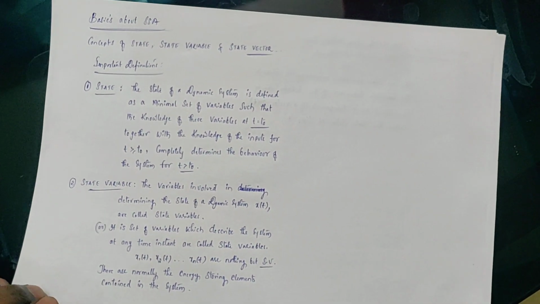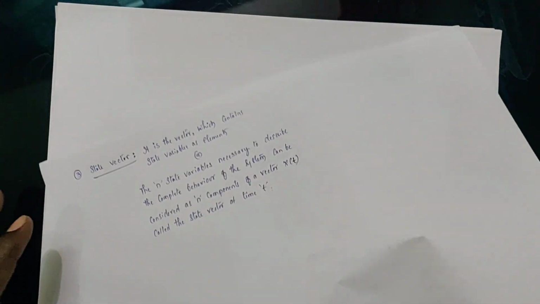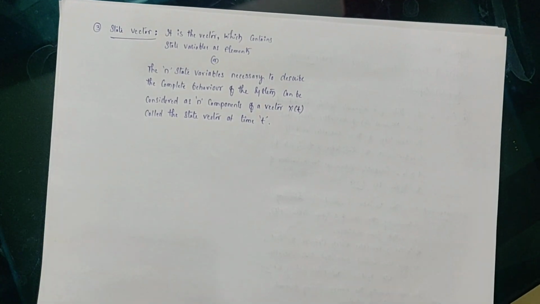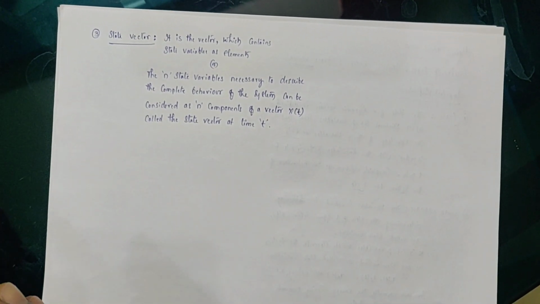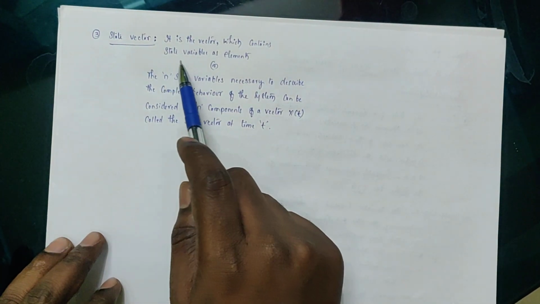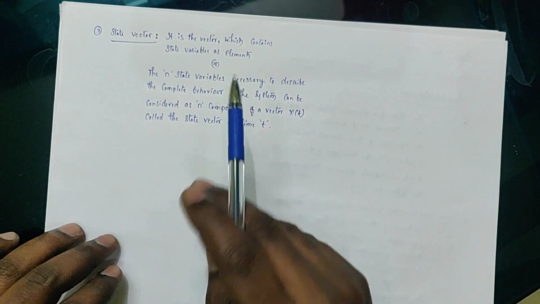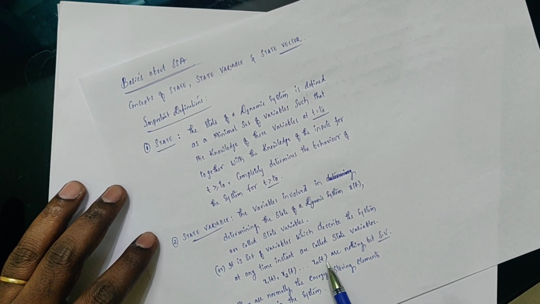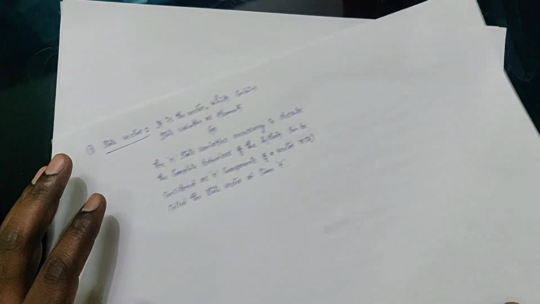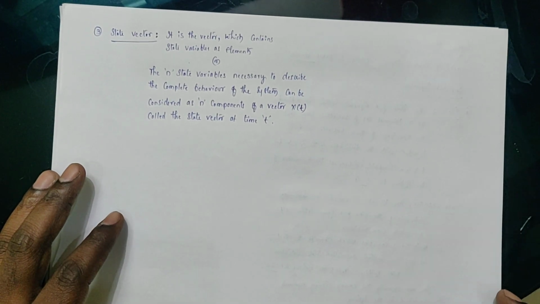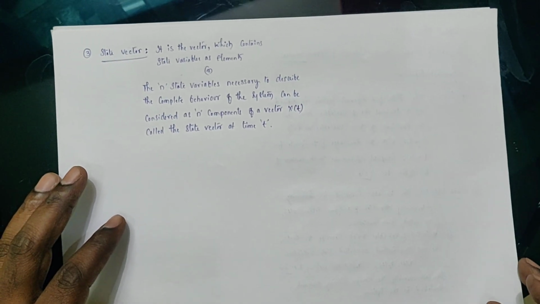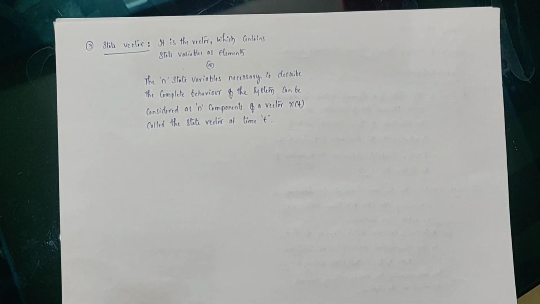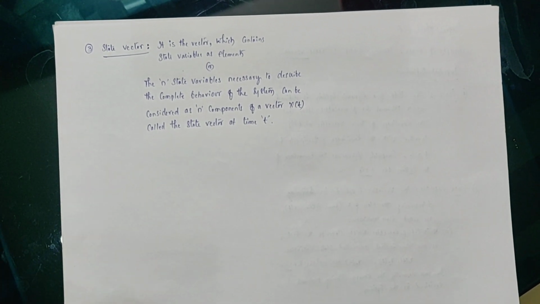And the third one is state vector. In a simple manner, I can say that it is a vector containing state variables as elements. So what are the state variables here? x1 of t, x2 of t and so on, xn of t. If you write them in terms of a vector, it is called the state vector. So it is a vector which contains state variables as elements.